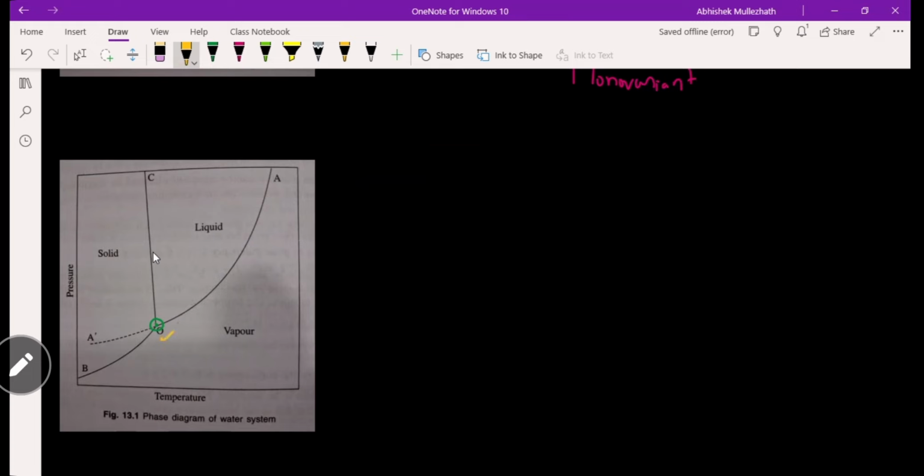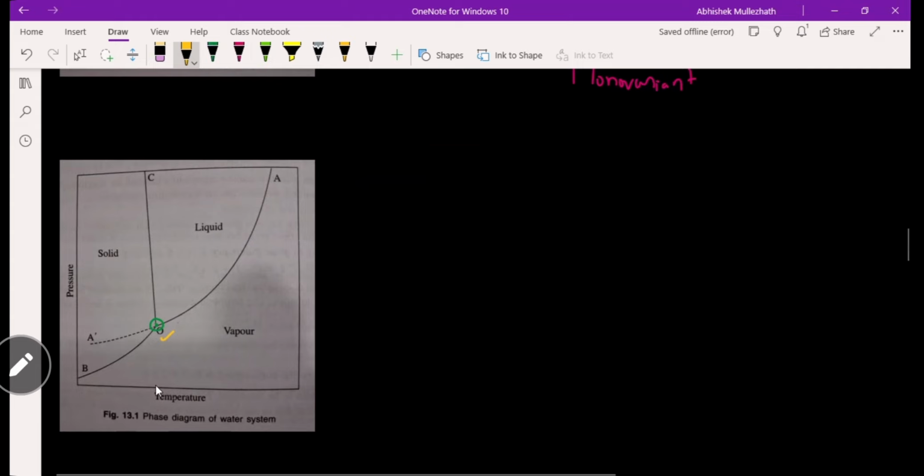The freezing point or the melting point, we can say. So the freezing curve, the vaporization curve, and the sublimation curve. All these three curves are meeting at a particular point called O, which is called the triple point, a special point where all the three phases are in equilibrium.